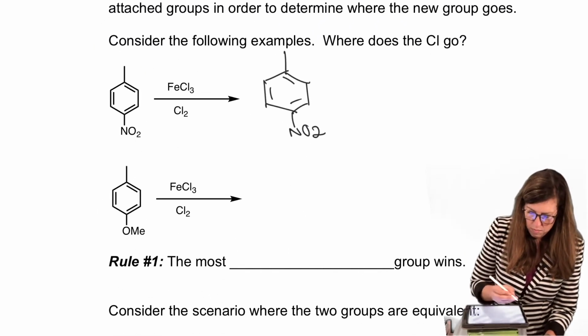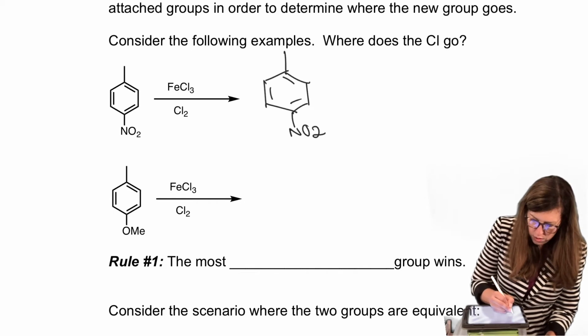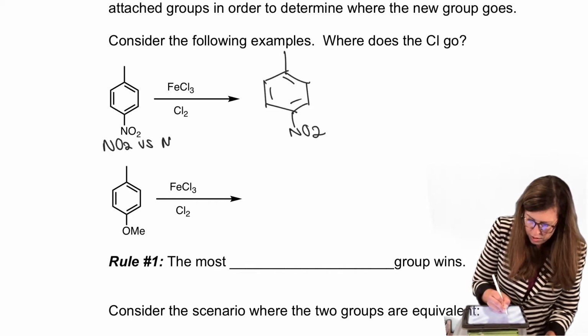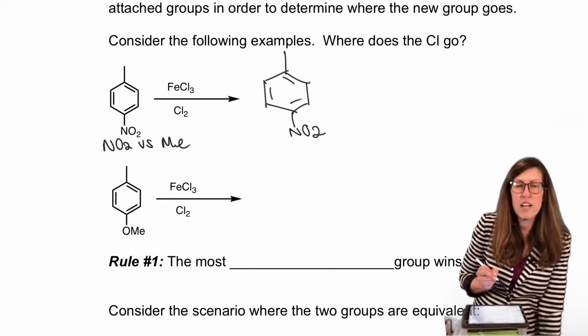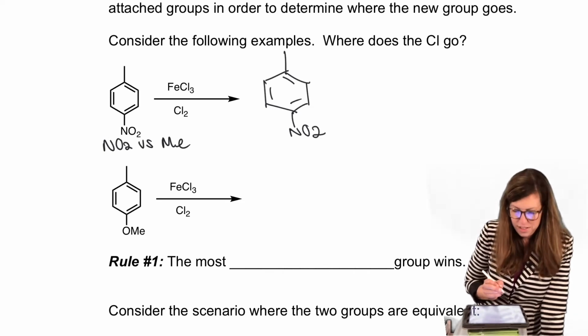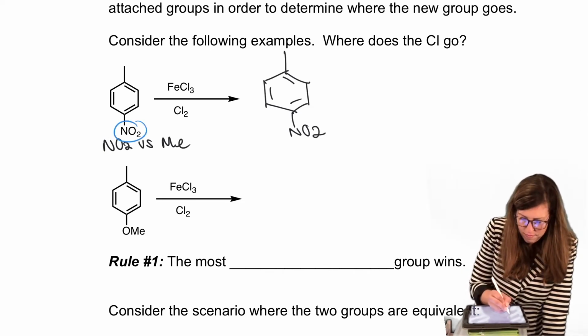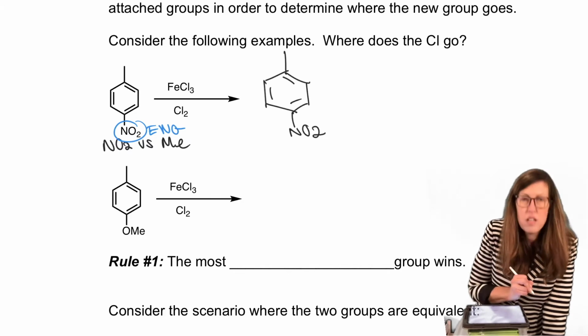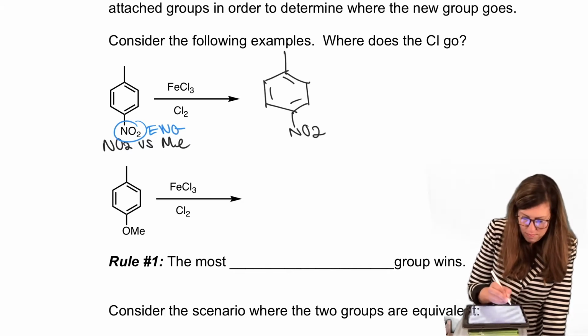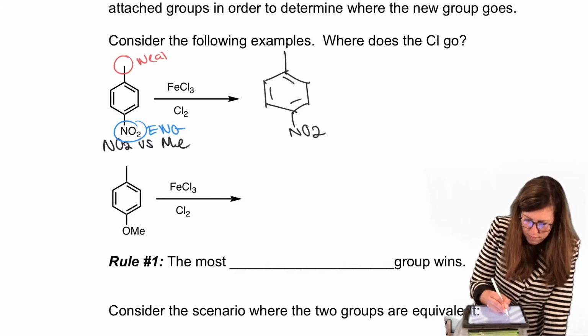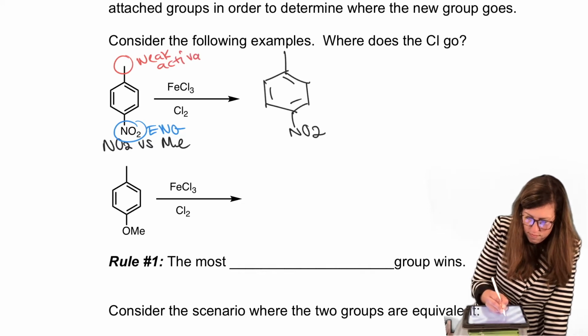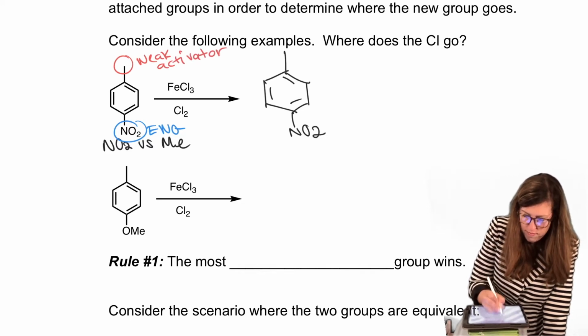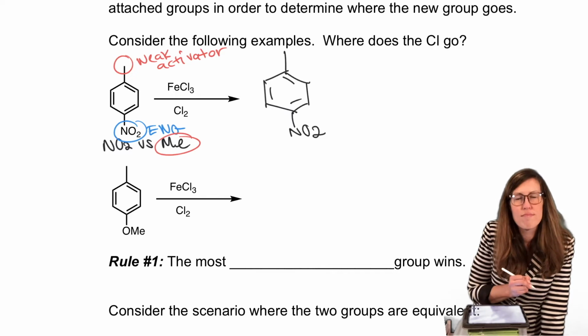Okay. NO2 versus methyl. NO2 is very deactivating, strongest deactivator there is. Methyl is weakly activating. Therefore, methyl wins. Ignore nitro.